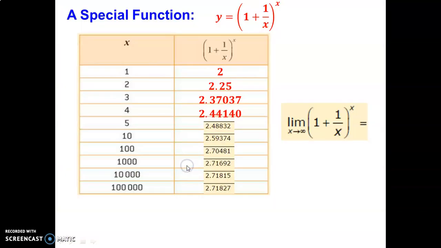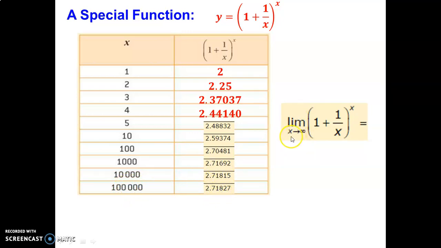Let's take a look at something we've seen in the past. We had this special function into which we put in values of x through 100,000. So we have these values of x that are growing very quickly. When we put those values of x in the function, it produces these values. First you can see it's a 2 and rises quickly, but eventually it's not rising so much anymore, and it's actually reaching a limit, 2.718.